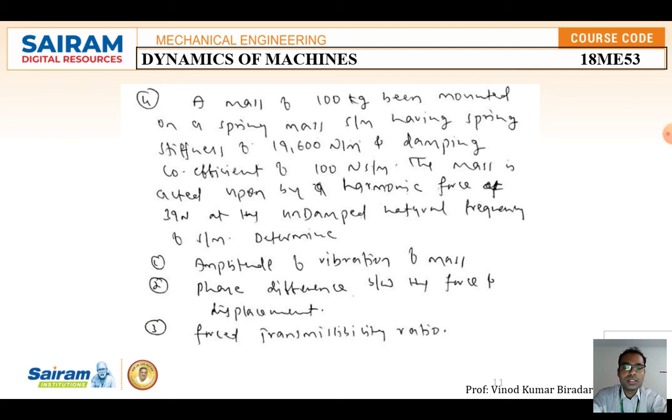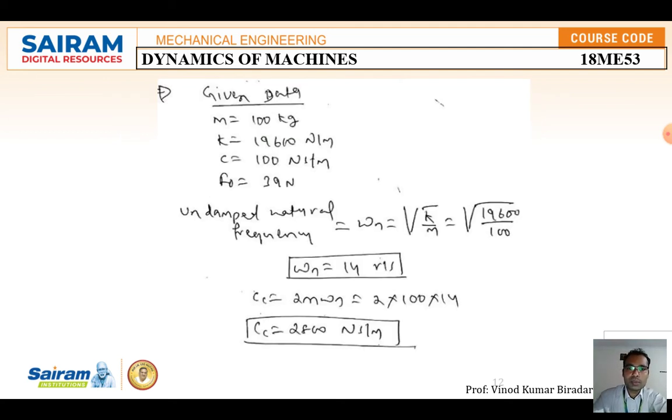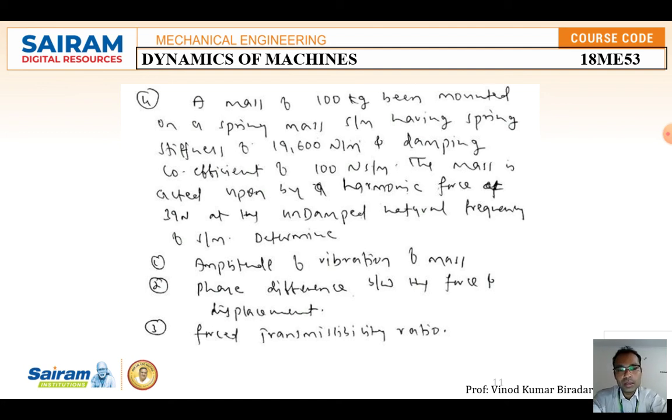Now model 4, that is, number 4 formula, I am going to solve here. Here also, read the question. If you are not understanding the question, read it twice or thrice, and note down the question. A mass of 100 kg is mounted on a spring-mass system having a spring stiffness of 19,600 newton per meter and a damping coefficient of 100 newton second per meter. The mass is acted upon by a harmonic force of 39 newton at the undamped natural frequency of the system. Determine the amplitude of vibration of the mass, the phase difference between the force and the displacement, and the force transmissibility ratio. These are the three things they are asking for.